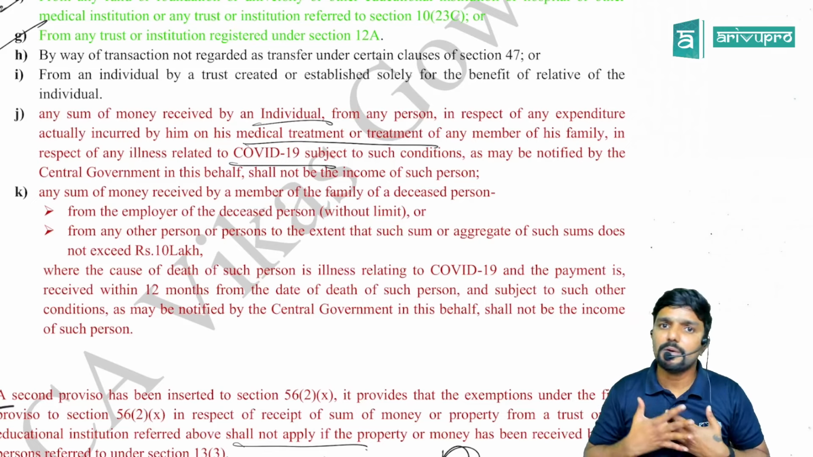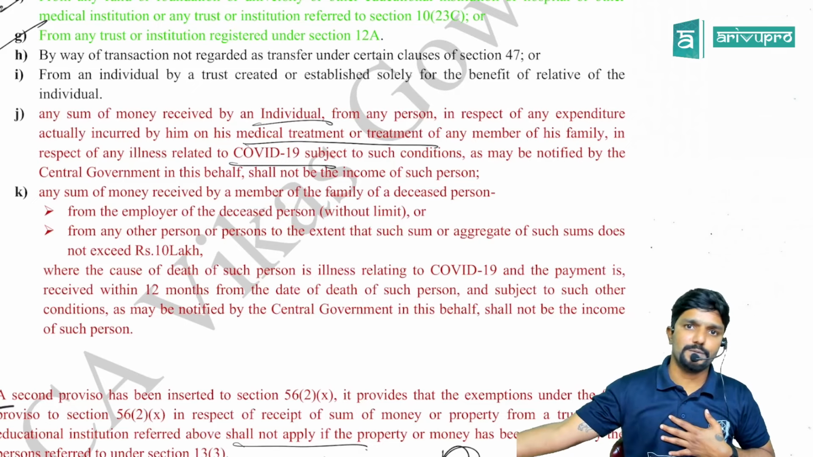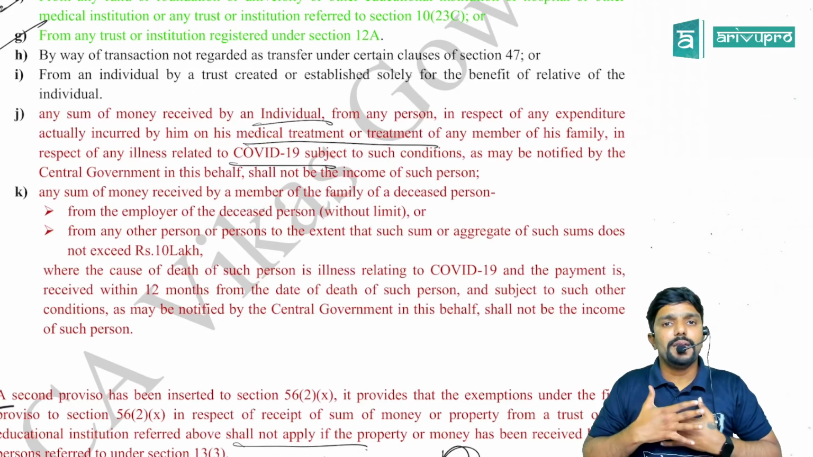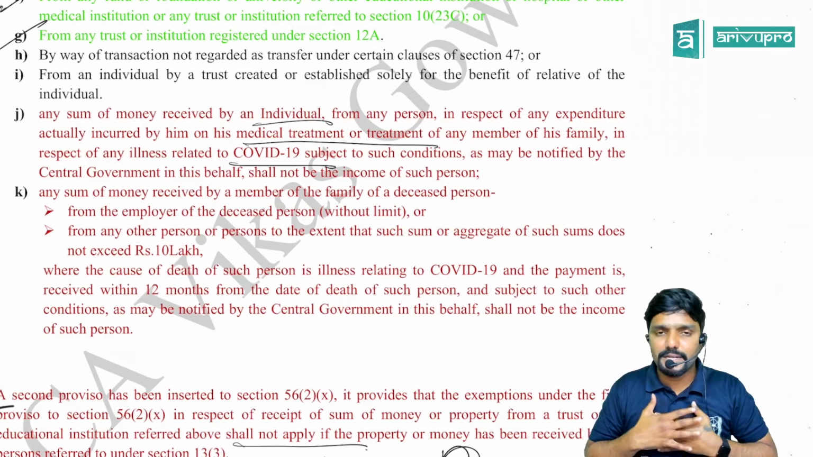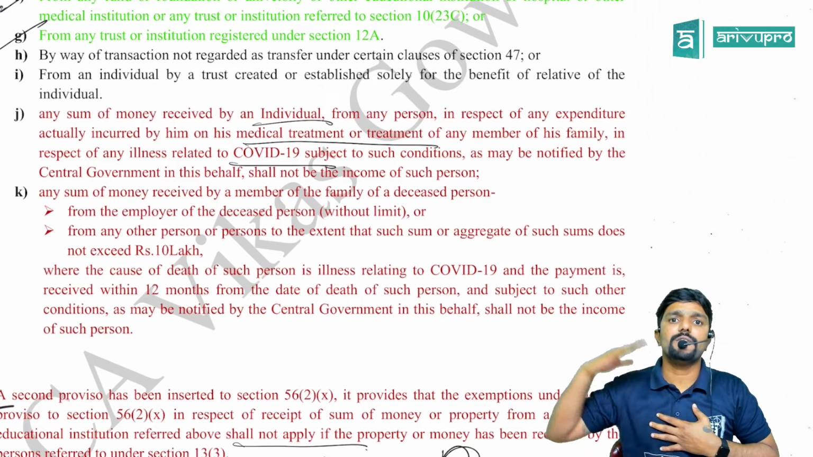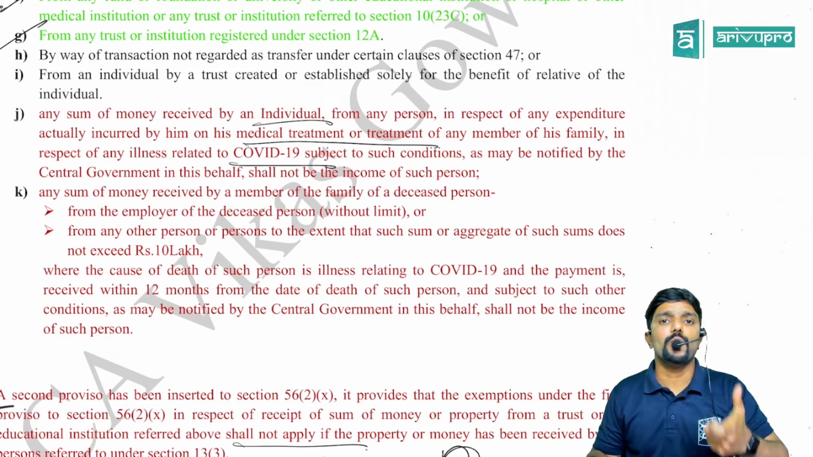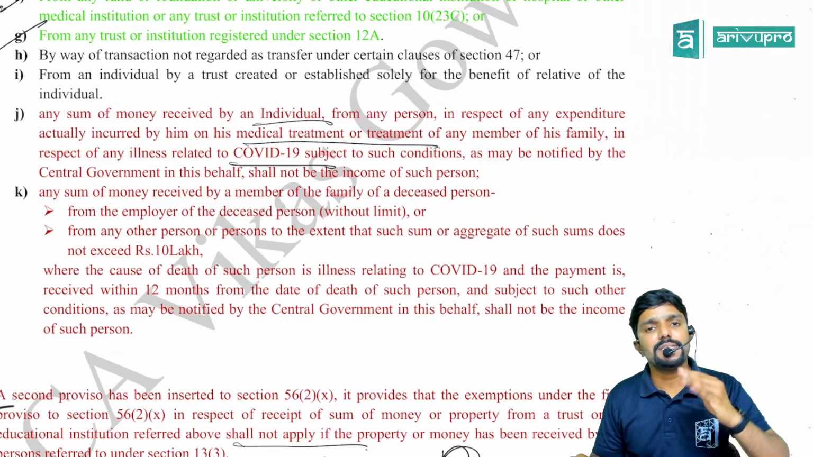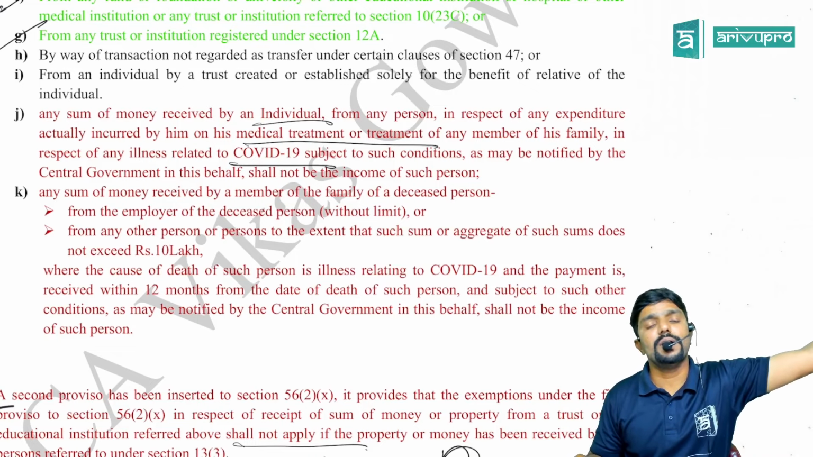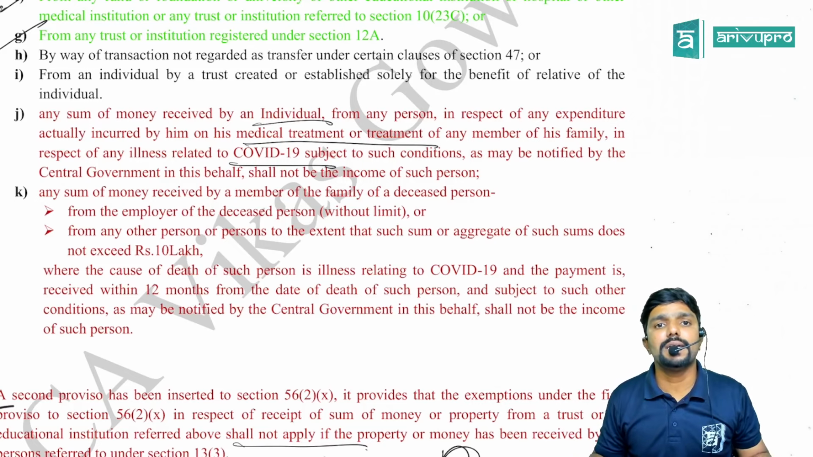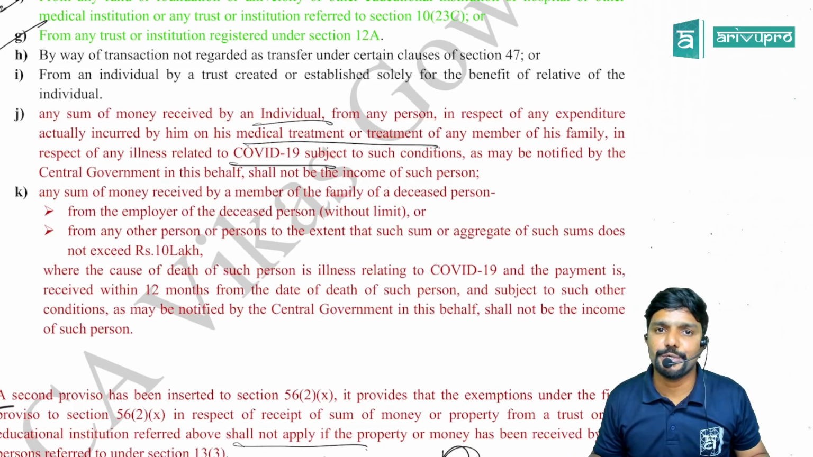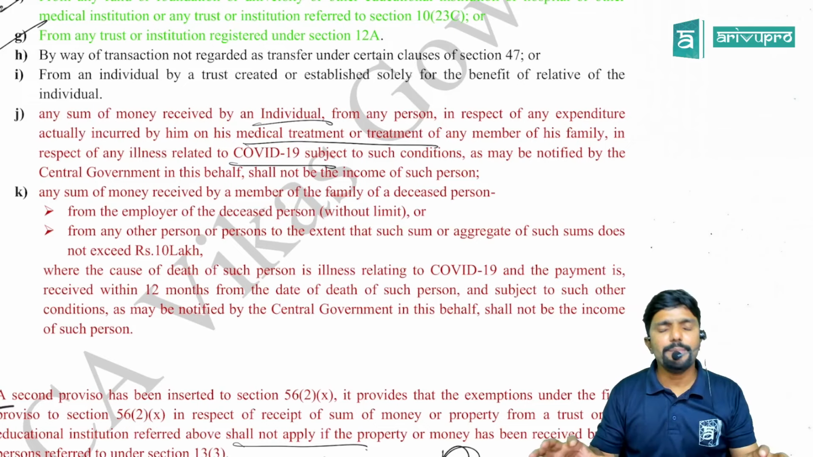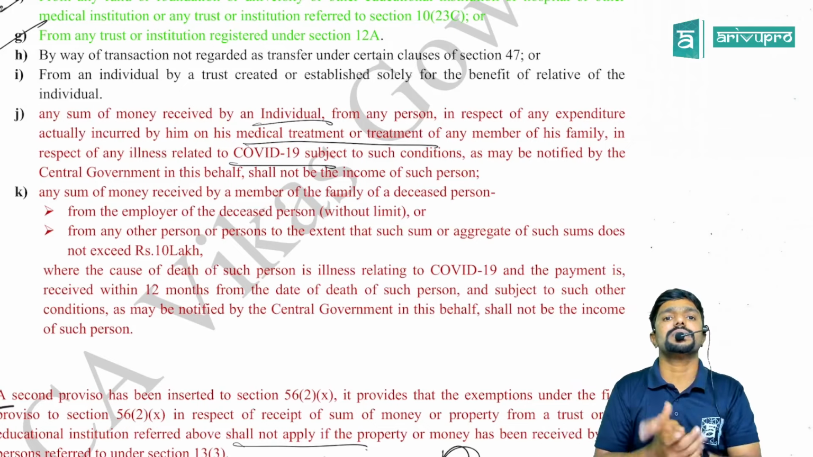So in simple terms, not only mine, any of my family members also. If any medical expenditure has been incurred for an individual or any of his family members for the purpose of COVID-19, if that expenditure has been incurred by someone else or reimbursed by someone else, then it is not taxable under section 56 subsection 2 clause 10. The same provision is even applicable under salary.